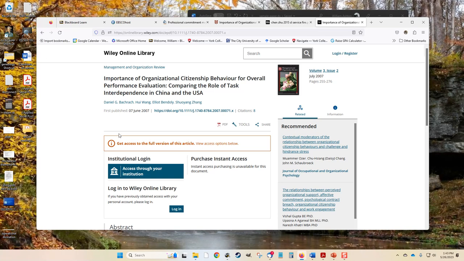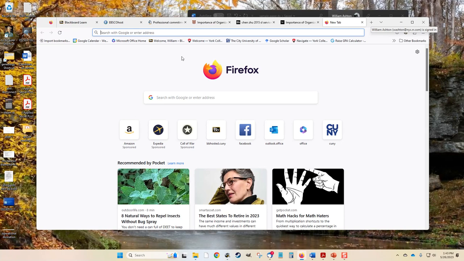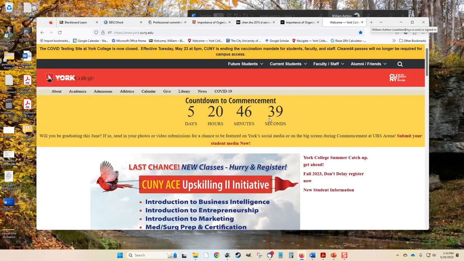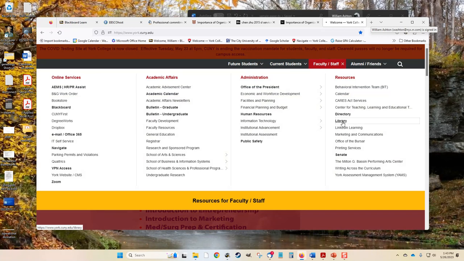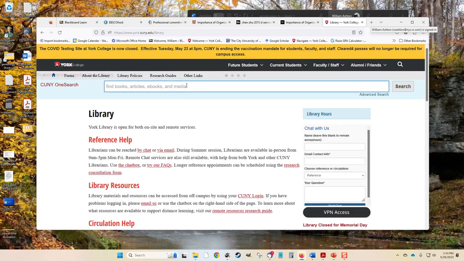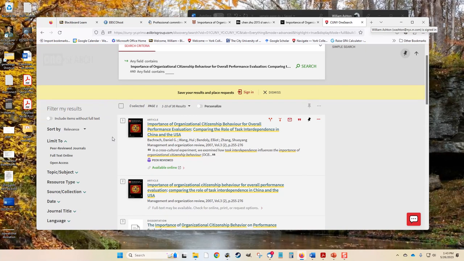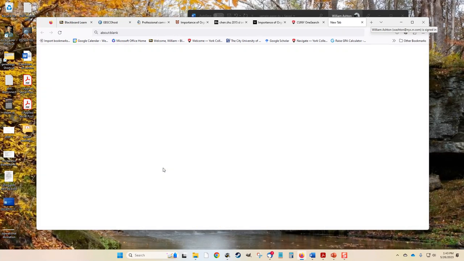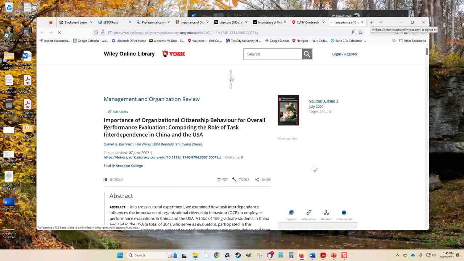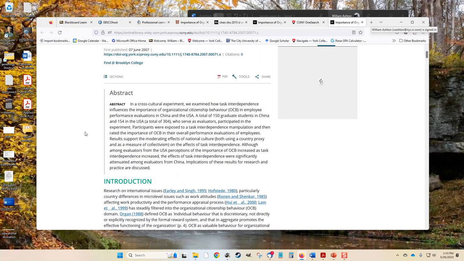So I may not have access to this, so I need to go to the next best thing. I usually go to Google Scholar first and then to York. Paste the title in here again. And available online. That's the process you have to go through to wrestle our free articles from CUNY. And yep, it's free and we have the whole thing.